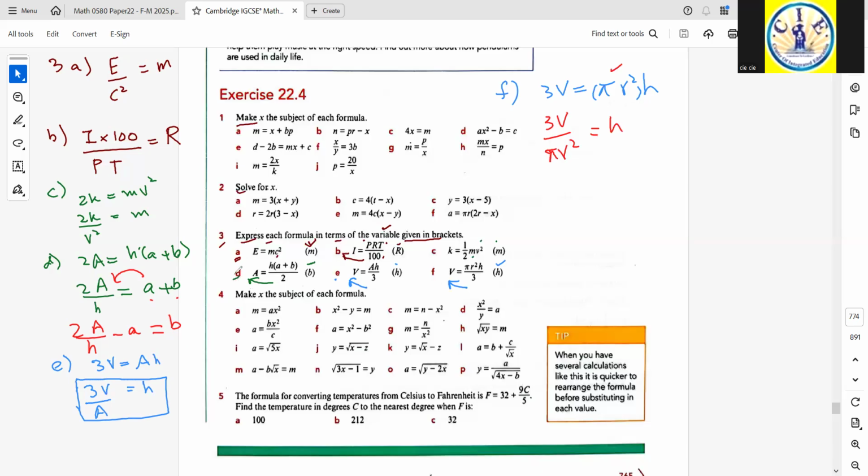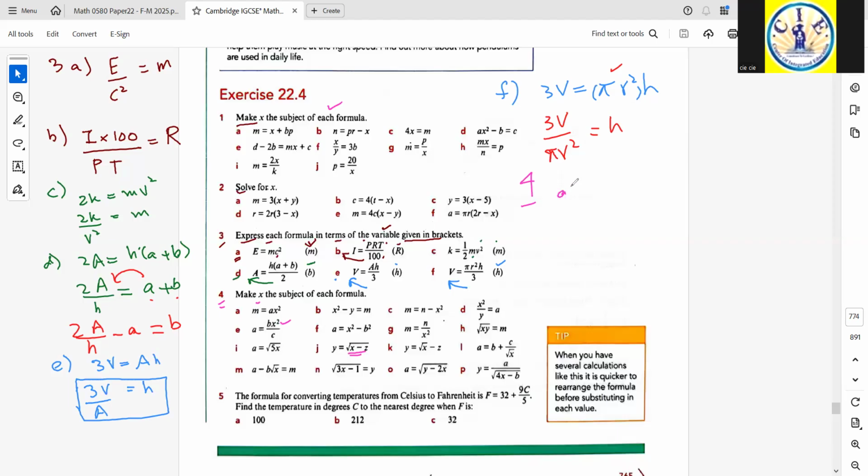Now for question number 4, make X the subject of each formula. This is the statement as we did in question number 1, but now there are some more challenging procedures involved, like the square root or squares. So we need to take care into account what we need to do.